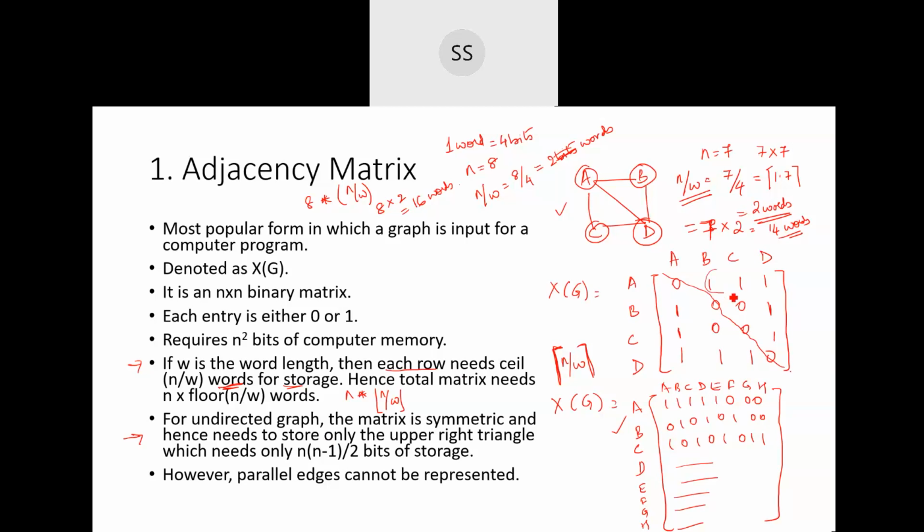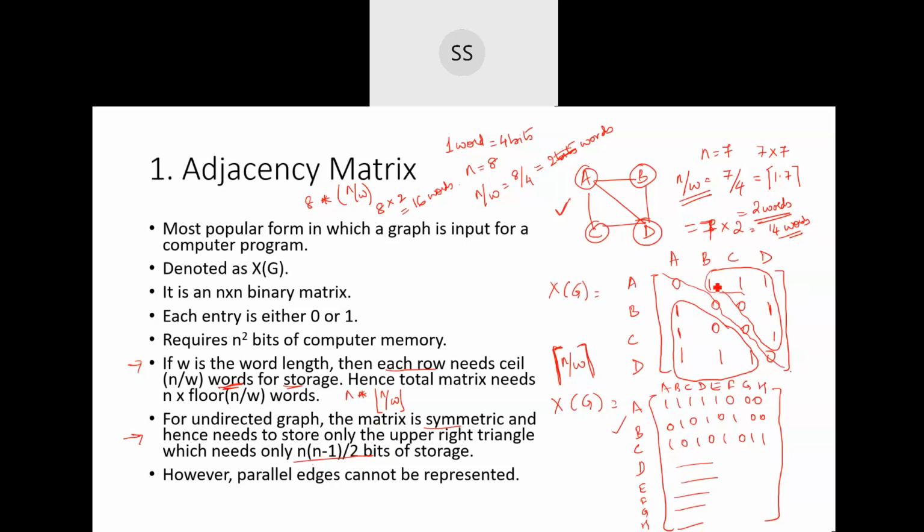If you compare this part and this part, the upper triangle and the lower triangle, aren't they the same? Aren't they symmetrical? The matrix is symmetric when your graph is undirected. So you just need to store the upper right triangle, and that will require n into n minus 1 by 2 bits in total.